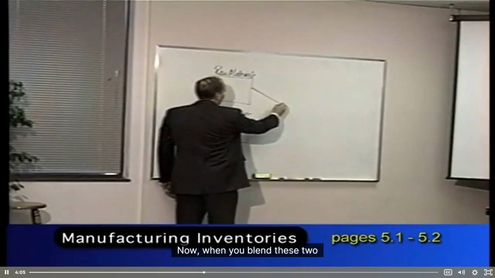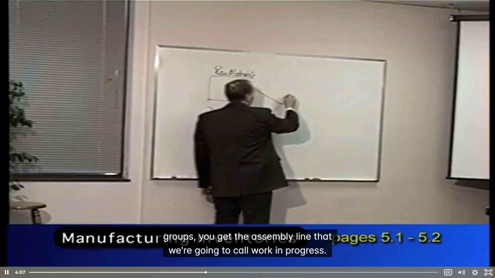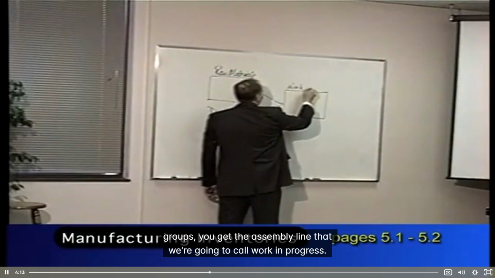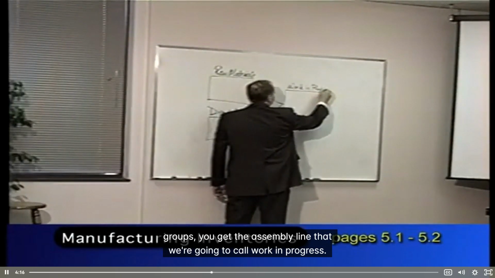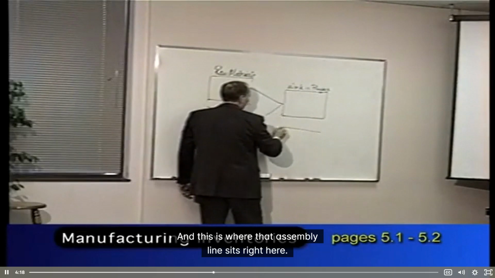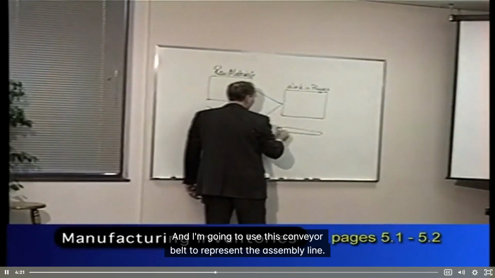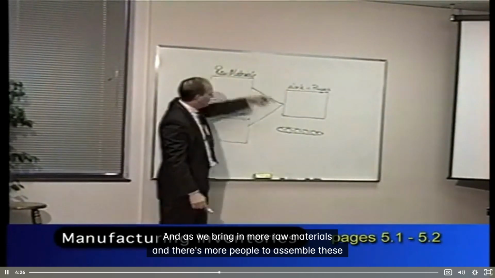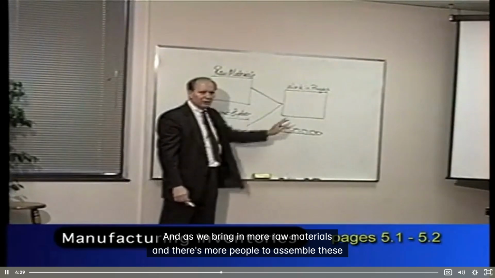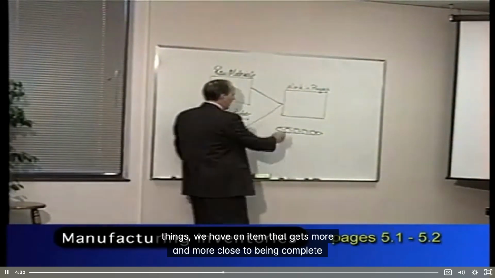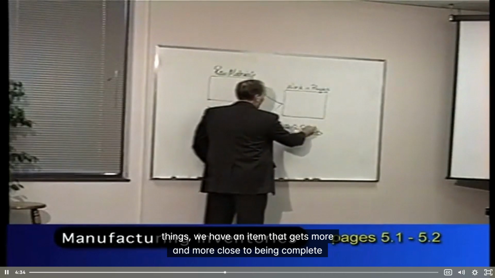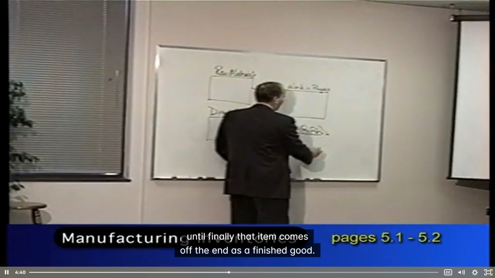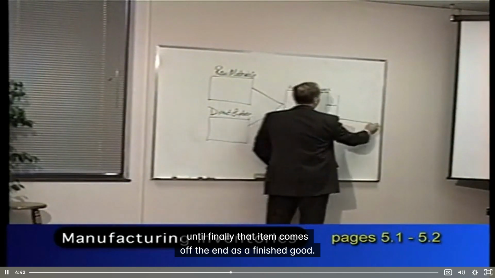Now, when you blend these two groups, you get the assembly line that we're going to call work in progress. And this is where that assembly line sits, right here. And I'm going to use this conveyor belt to represent the assembly line. And as we bring in more raw materials and there's more people to assemble these things, we have an item that gets more and more close to being complete until finally that item comes off the end as a finished good.